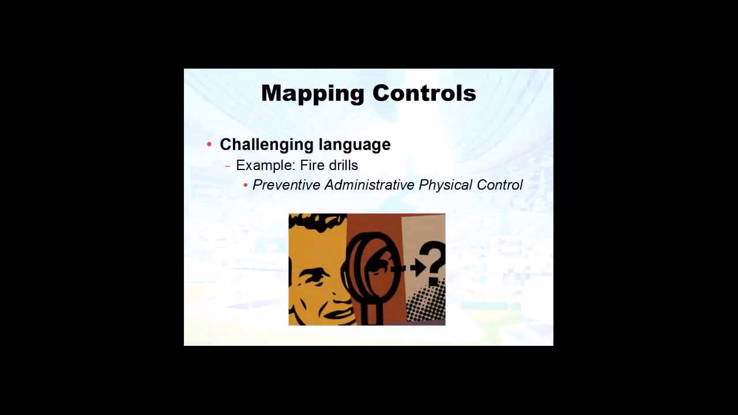And sometimes you have to understand that it's the control and the type of object it's protecting, the asset it's protecting. So a preventive administrative, right? We have a fire drill to prevent damage. It's an administrative control, but the asset it protects is physical. So be careful. There's a couple of tricky questions like this.